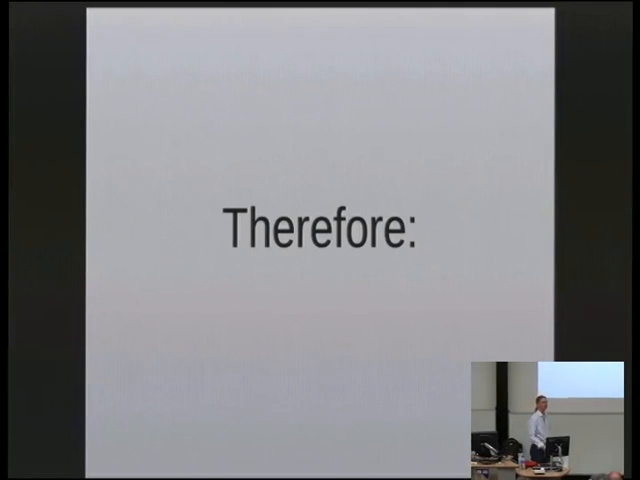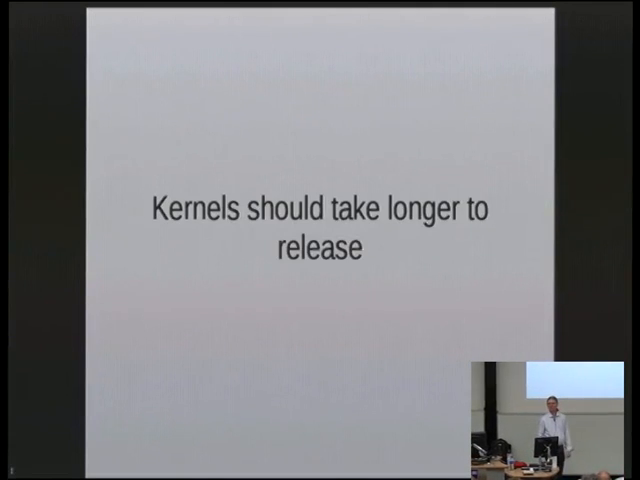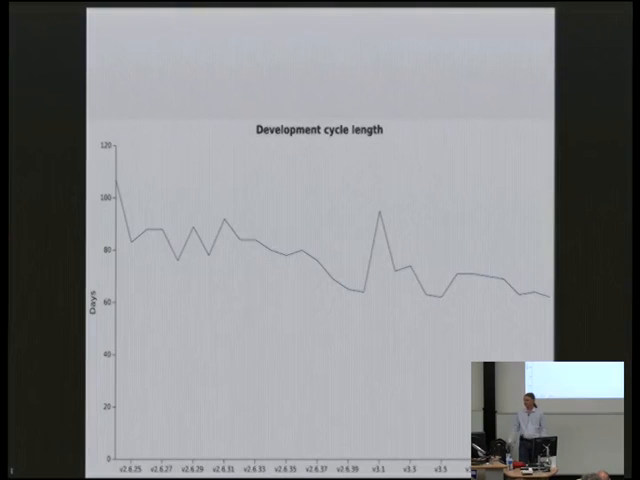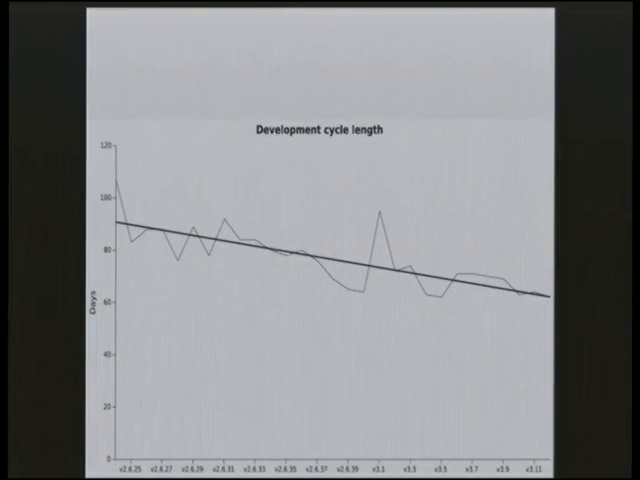Thus, one might conclude from looking at these numbers that our kernels should be taking longer to release over time, right? We're adding more stuff, we're having more people doing it. Seems like the process should be slowing down a bit as we grow in this way. Well, here's the actual plot line for the data here, which again, you can stick a trend line on. And you see that, in fact, we're getting the kernels out more quickly over time. They're actually coming out faster than they used to, with a pretty steady trend there.